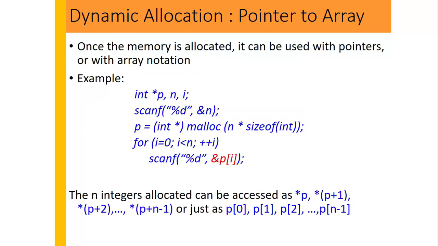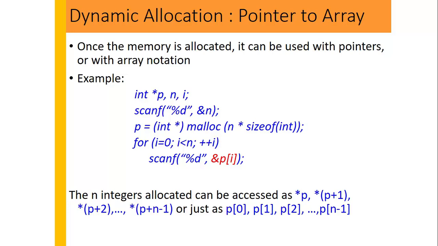Now, pointer to an array, how it functions. Your malloc could allocate array space for you, right? Once the memory is allocated, it can be used with the pointer or with array notation. We have told you in the previous session itself that an array is itself a kind of pointer. It stores the address of the first memory location. The name of the array stores the address of the first memory location in the array, right? So let's understand with the help of an example.